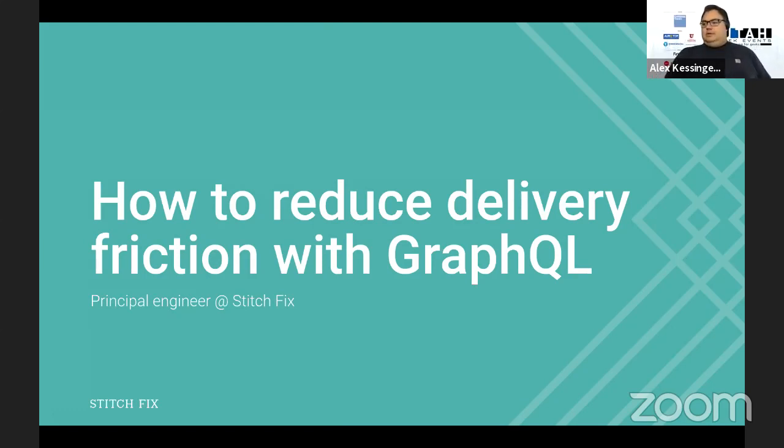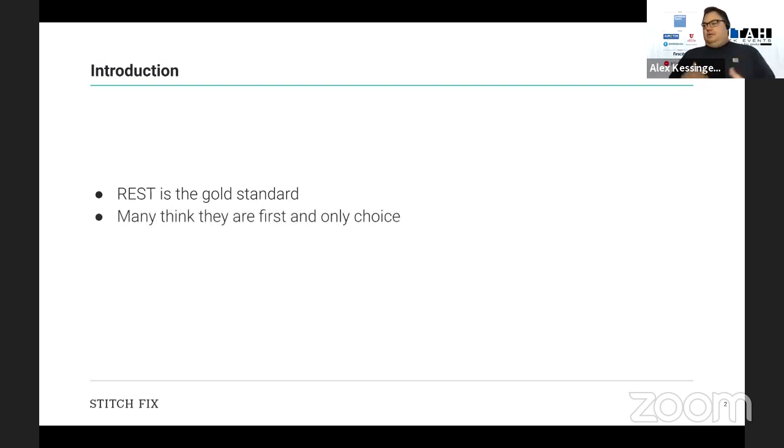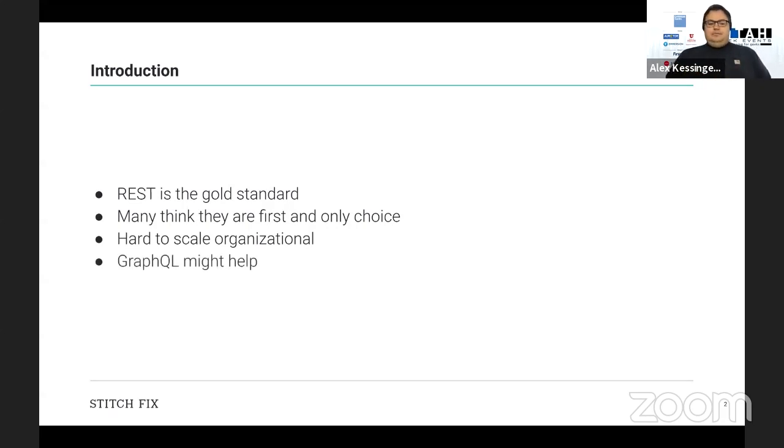Hi y'all, thanks for coming to my presentation, how to reduce delivery friction with GraphQL. So right off the bat, I think a lot of people would agree that REST is a gold standard. I think it's often the first choice that people make, and for many people, it's the only choice. But I think for some people, it's hard to scale organizationally. It's hard to scale for your organization and for your feature set. And GraphQL might be able to help in this situation.